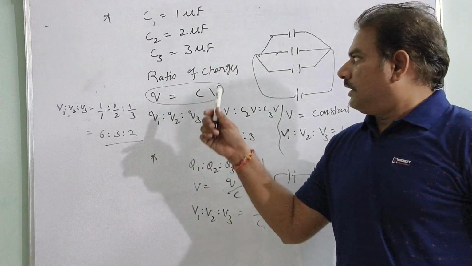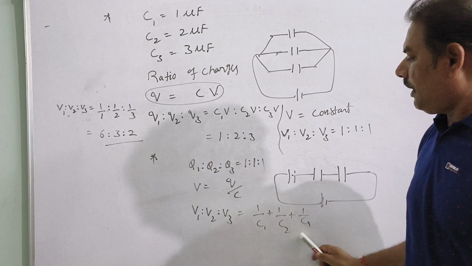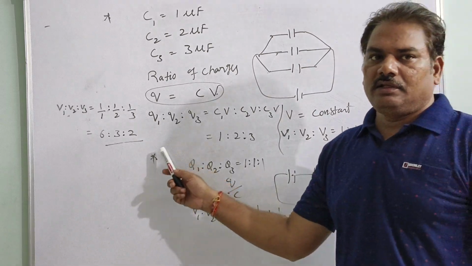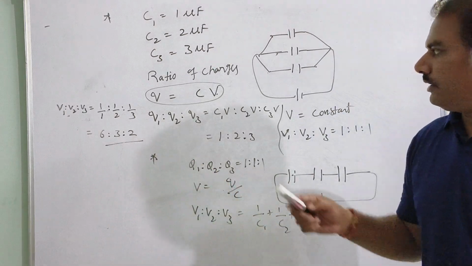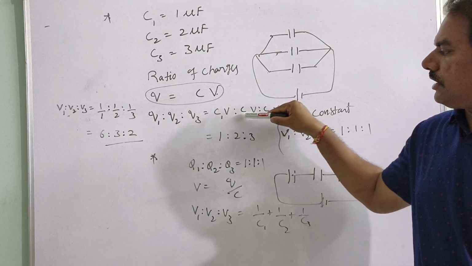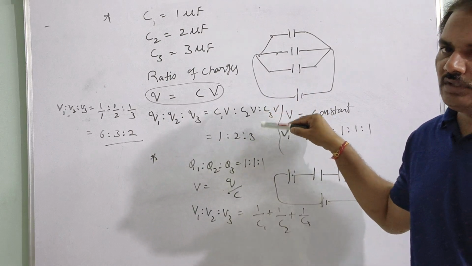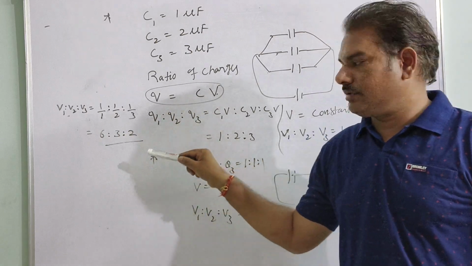Simply, in a parallel combination of capacitors, the potential is constant. In a series combination of capacitors, the charge is constant. Simple. So in a parallel combination, the charge ratio is 1 is to 2 is to 3. In a series combination, the potential ratio is 6 is to 3 is to 2.